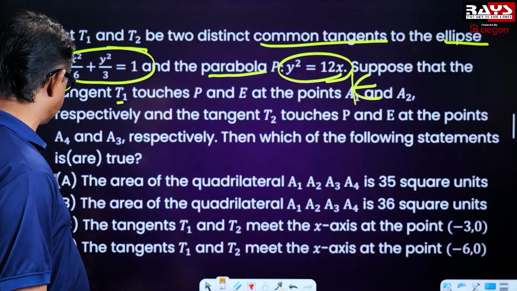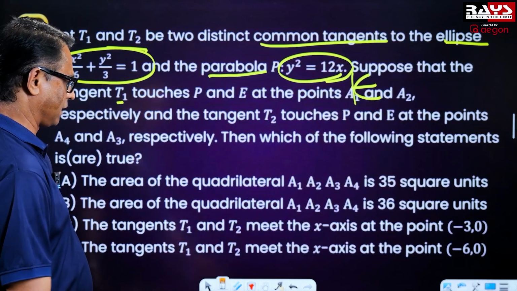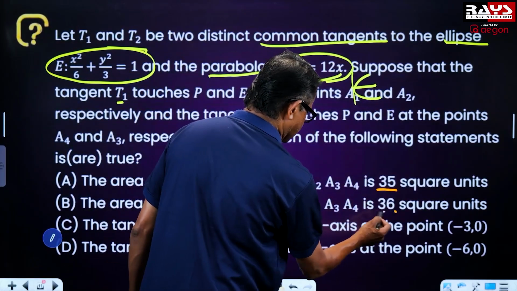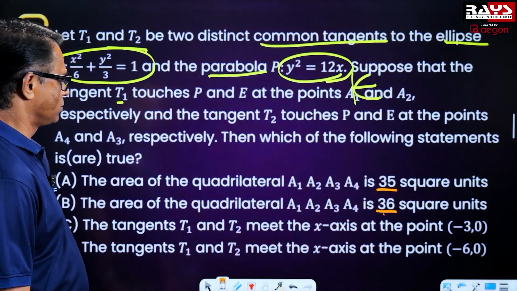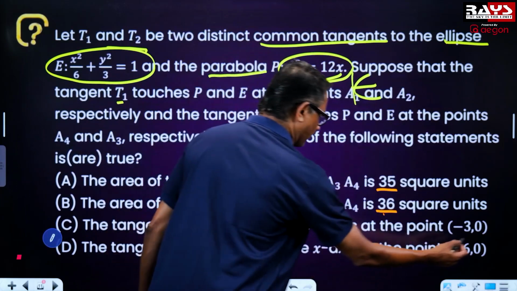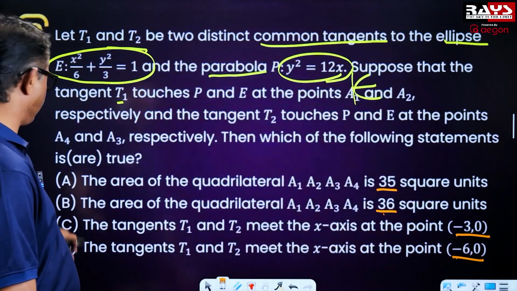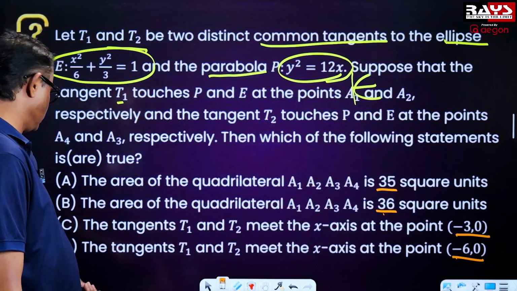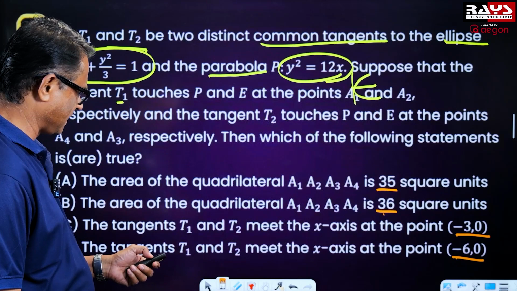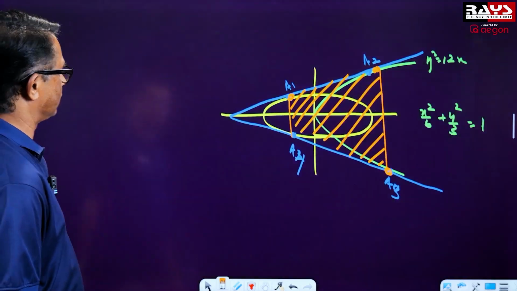Let us see the question once again. The area of the quadrilateral A1, A2, A3, A4 is 35 or 36, and the tangents T1 and T2 meet the x-axis at the point minus 3, 0 or minus 6, 0. So either A or B will be true, and C or D will be true. So there will be two answers. Now let us go to that question.